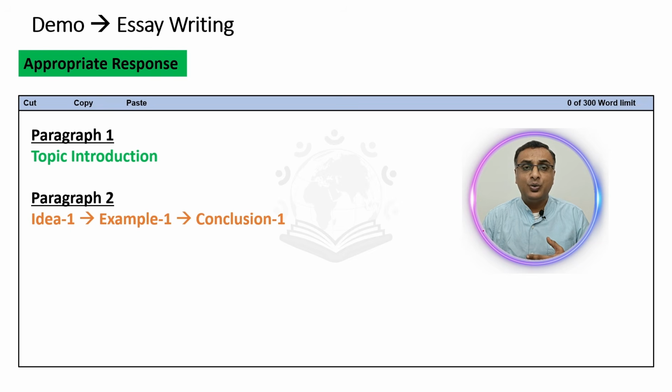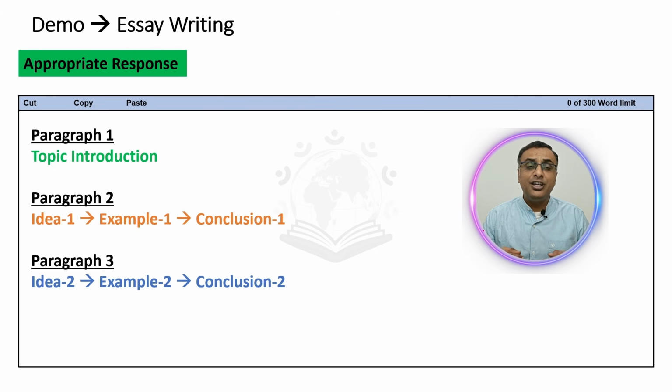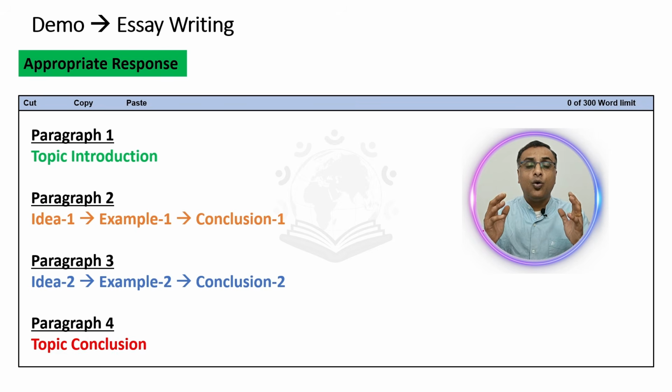In paragraph 2, you will have to generate an idea which will relate to the topic that you have introduced in paragraph 1, and then substantiate it with an example and then conclude your idea 1. In paragraph 3, you would have to generate another idea, substantiate with another example, and then conclude your idea 2. In paragraph 4, you will have to conclude your overall essay so that it will justify as an answer. So this is what you need to do in your essay writing.